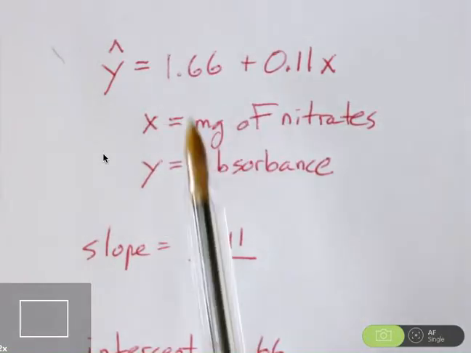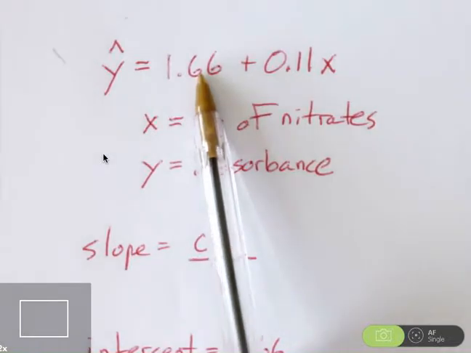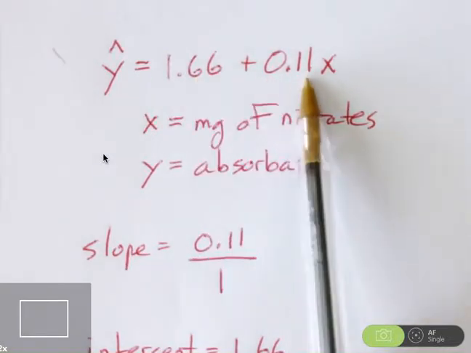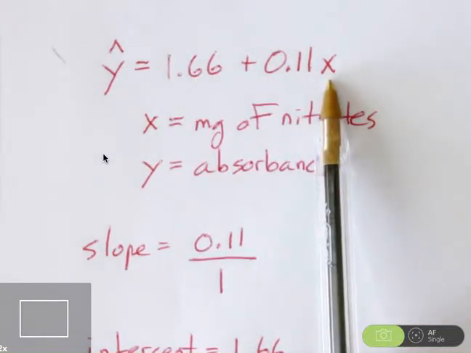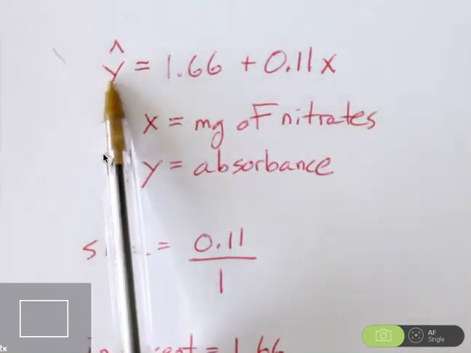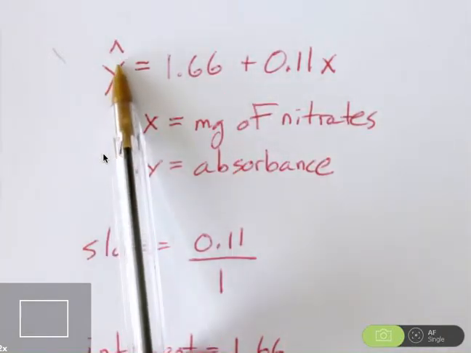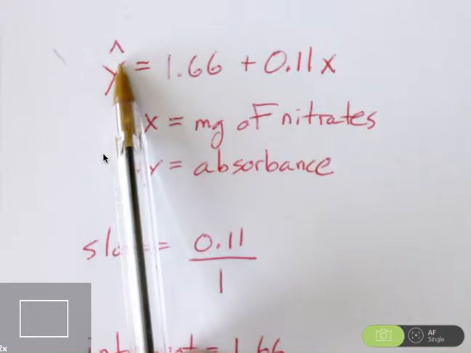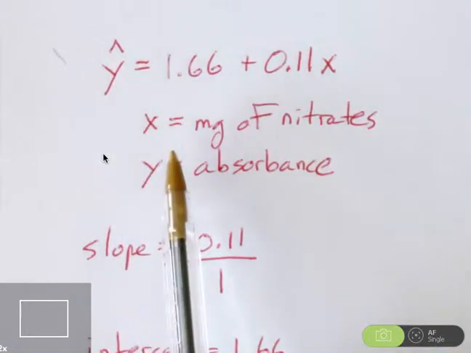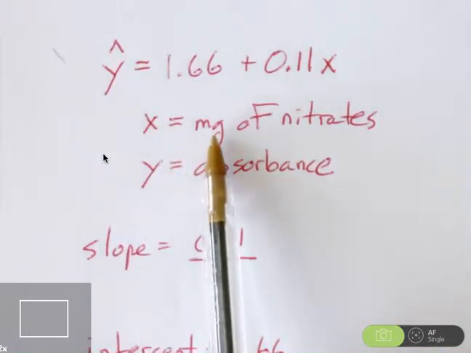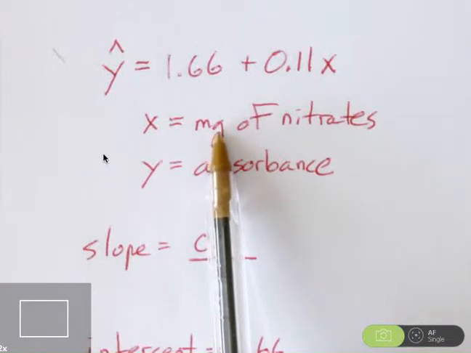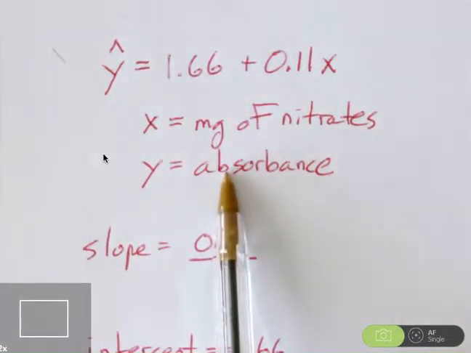When you write that, here is the intercept, 1.66. Here is the slope, times x, times the explanatory variable, and it is always equal to y, but it is not just y, it is a predicted y value. That hat is required. It is also required that you explain what x and y are. So x is milligrams of nitrates, and y is the absorbance.